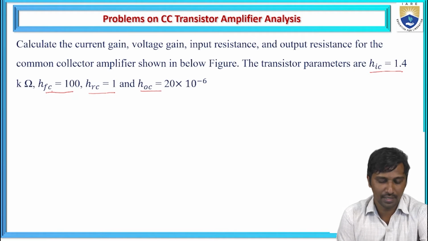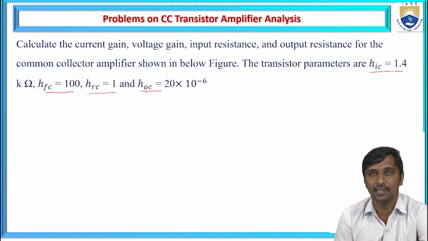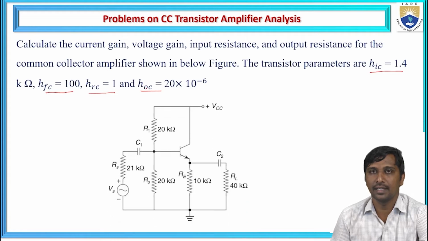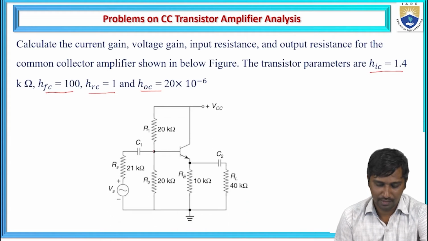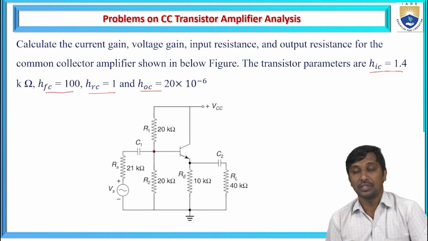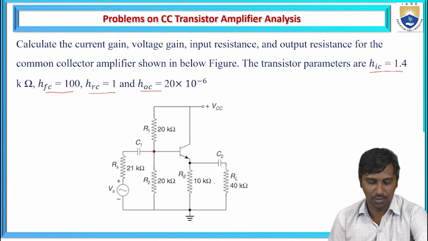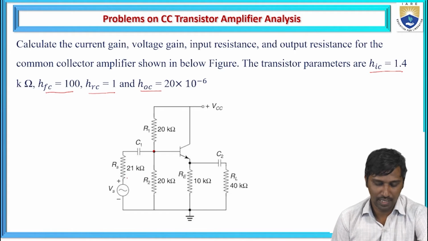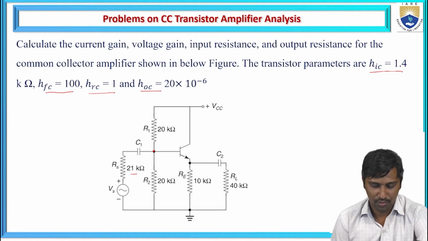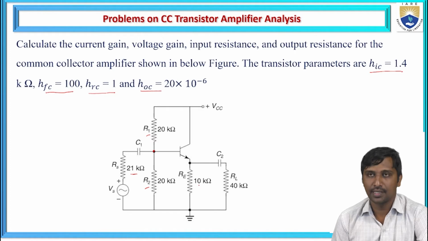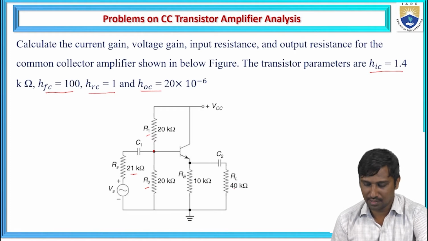hfc means forward current gain. hrc is the reverse voltage gain, and hoc is the output admittance, related to the common collector amplifier. The given diagram uses the common collector configuration, also called the emitter follower circuit. For this circuit, the source resistance is 21 kilo ohms, R1 and R2 are 20 kilo ohms, the emitter resistance is 10 kilo ohms, and the load resistance is 40 kilo ohms.